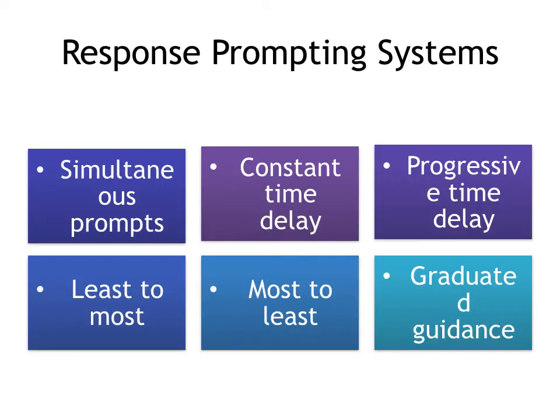Last week we talked about prompting systems, and we covered least to most, most to least. Today we'll talk about the time delay system. So time delay methods include simultaneous prompt system, simultaneous time delay, constant time delay, and progressive time delay. These time delay methods look similar, but have slight differences.